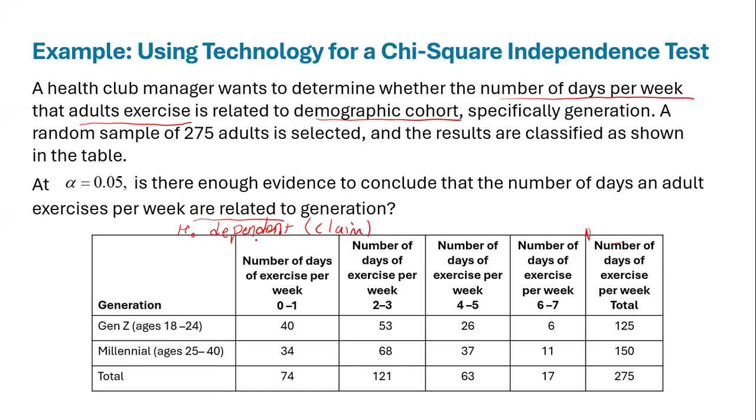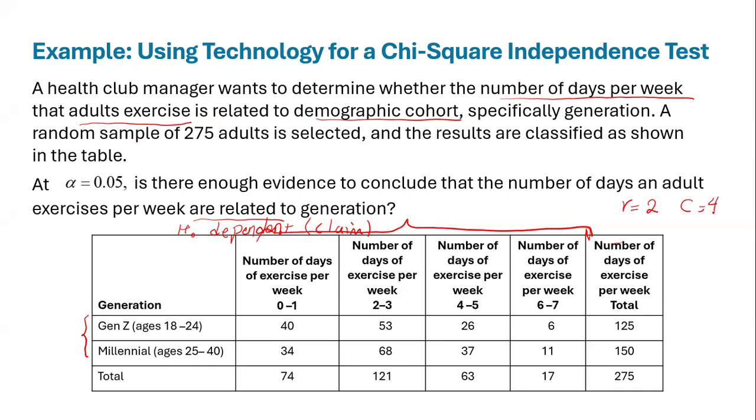Okay, so we have 4 categories for the first variable and 2 categories for the second variable, which is the generation, if they are Gen Z, which is ages 18 to 24, or the ages are 25 to 40. And you know all the numbers in this table are the observed frequency. So we have 2 rows and 4 columns.